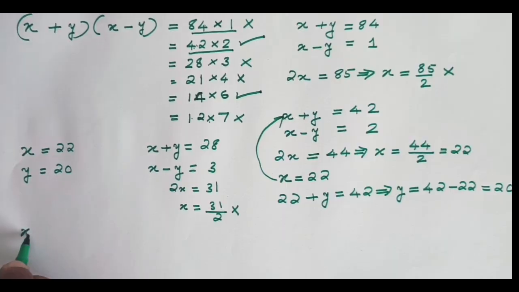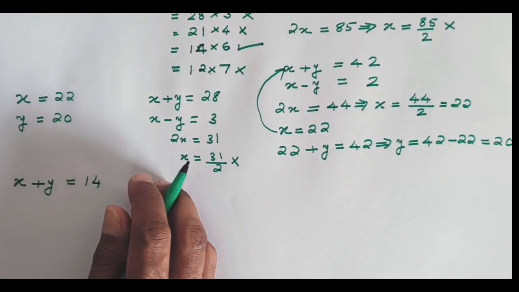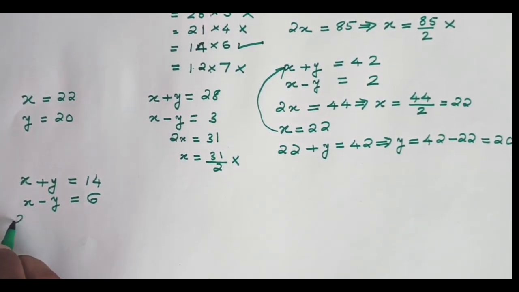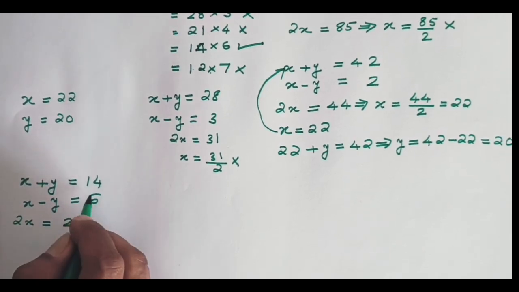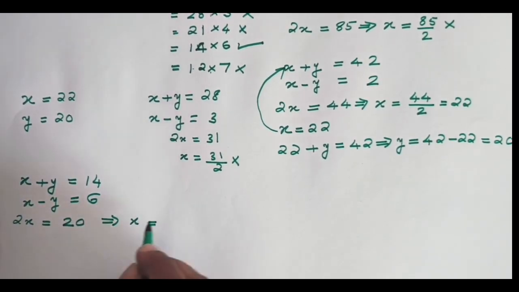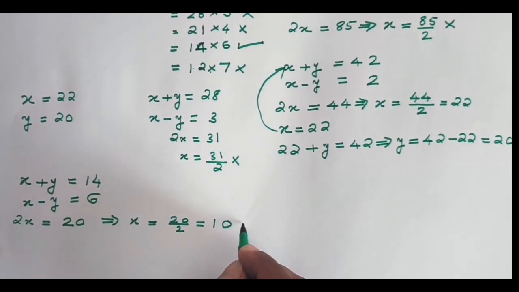Let me write it here. x plus y equals 14 and x minus y equals 6. To solve them, add these two equations. You get 2x, and plus y and minus y cancel out. And the right side is 20, 14 plus 6. Now this implies x is equal to, taking 2 to the right side, 20 divided by 2, which is 10. So x is equal to 10.